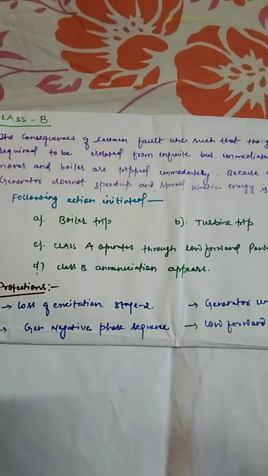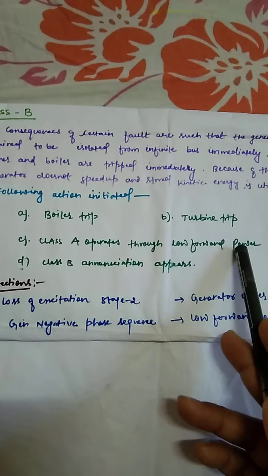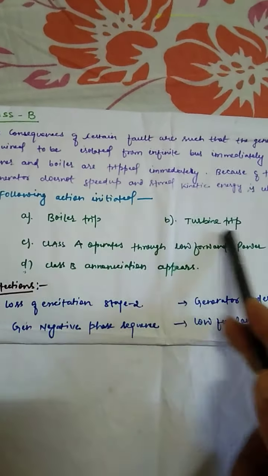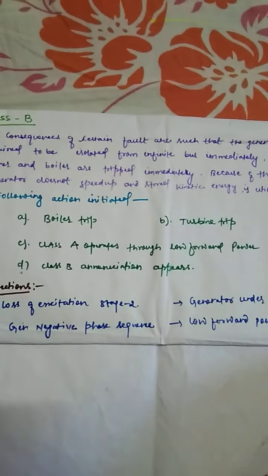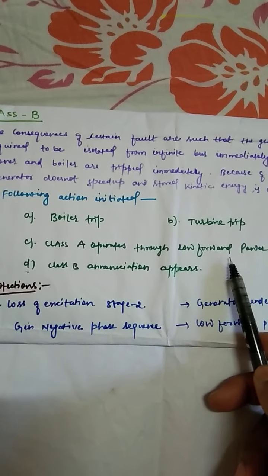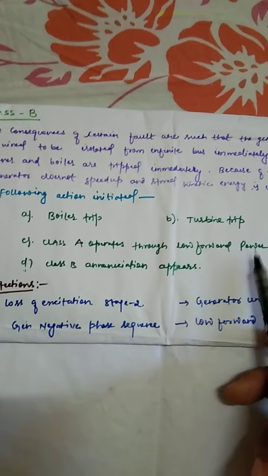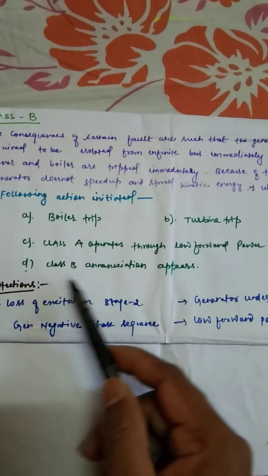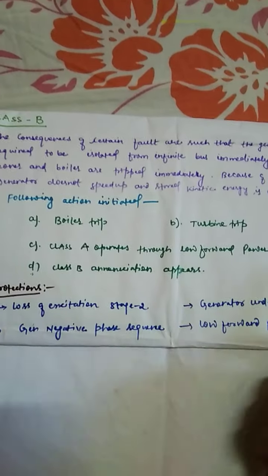Like if the boiler trips, the boiler bed gets tripped, then the turbine trips. If the turbine does not get steam, then the turbine will also trip. Class A operates through low forward power. That means even if the boiler trips, the turbine is still rotating and kinetic energy is being utilized. So a moment will come when the generator will deliver a very low forward power. There is a setting, so the generator also trips on low forward power. That means class A protection acts, then the class B annunciation appears, then class B occurs.